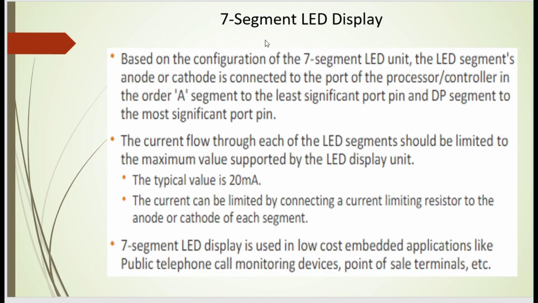Next, we'll discuss the 7-segment LED display. The 7-segment LED display is also an output device, and the current flow through each LED segment will be limited to the maximum value supported by the LED display unit. The typical value supported is 20 milliamperes. The 7-segment LED display is used in low-cost embedded systems such as public telephone call monitoring and point of sales terminals.